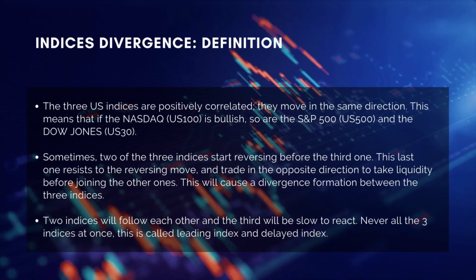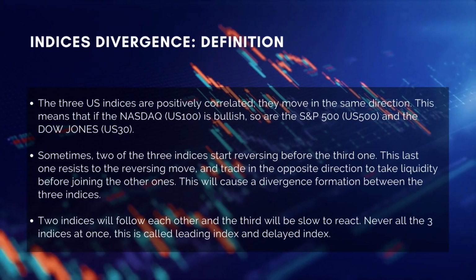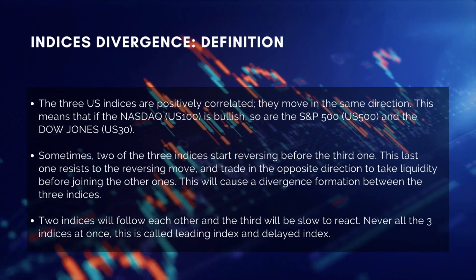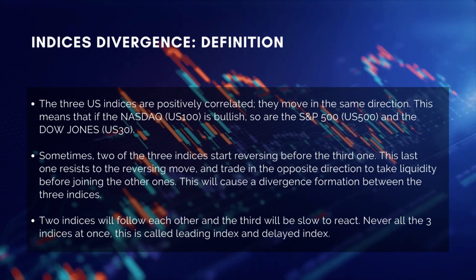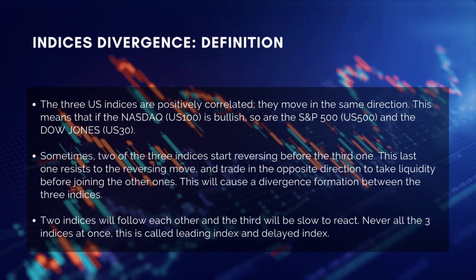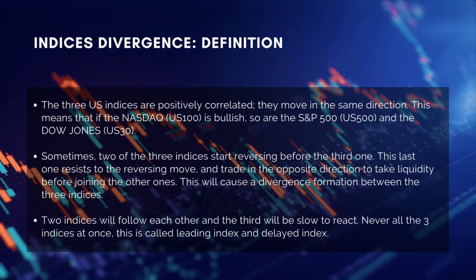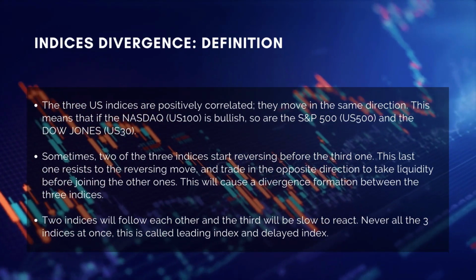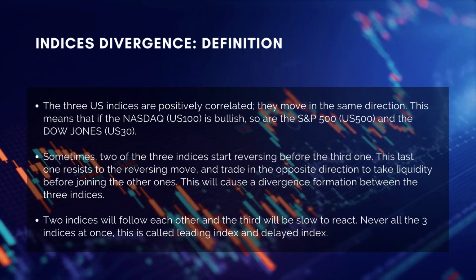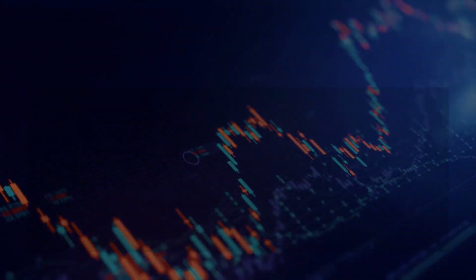Sometimes, two of the three indices start reversing before the third one. This last one resists the reversing move and trades in the opposite direction to take liquidity before joining the other ones. This will cause a divergence formation between the three indices. Two indices will follow each other, and the third will be slow to react. Never all three indices at once. This is called leading index and delayed index.